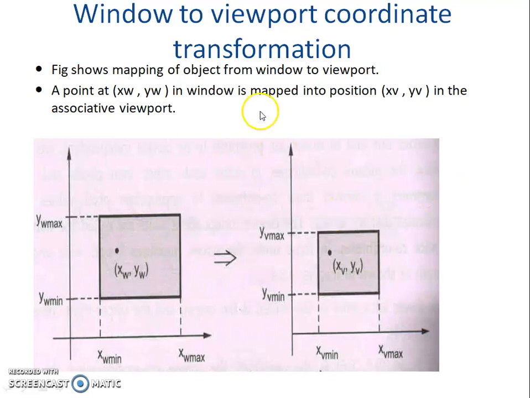This figure shows mapping of an object from window to viewport. Here we are representing a point in the WCS, that is represented by XW, YW, and we are mapping to the viewport, and that point is represented here as XV, YV. XV is in between XV min and XV max, YV is in between YV min and YV max. The same thing is applicable here.